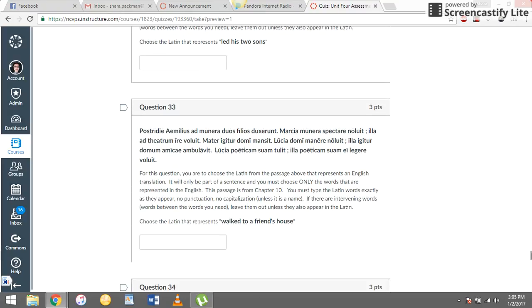Here's another one. Walk to a friend's house. Again, look for words you know. Walked, look for the verb that means walked. Friends or house, you will find it here. Ambulawit is walked. And this is friend's house right here, domum amici. So your answer would be domum amici ambulawit. Even if you switch the order of those three words, it would still be right.